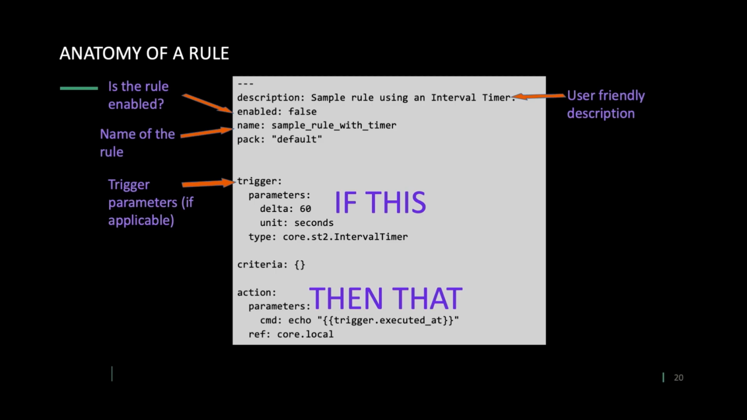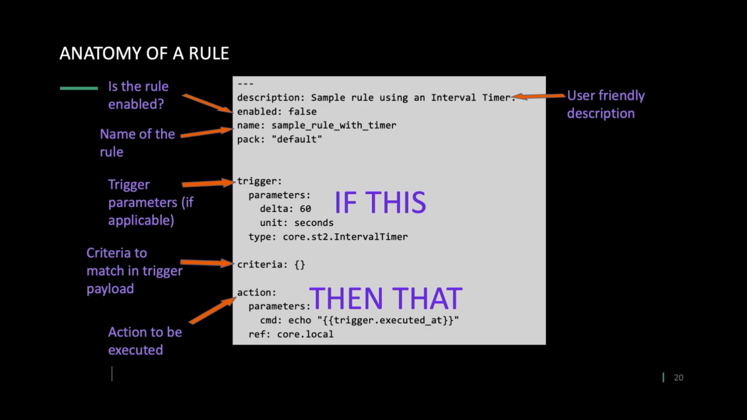So the trigger is I'm using this interval timer that's part of the core integration pack. It's native to StackStorm, and I'm using just the interval timer action out of it, and I'm telling it every 60 seconds is this part of it. So every 60 seconds happens, this trigger becomes true, and if there's any criteria, I'm going to take that into consideration as well, and then I'm going to run this action. And this action is the then part. So if this happens, then go do that.